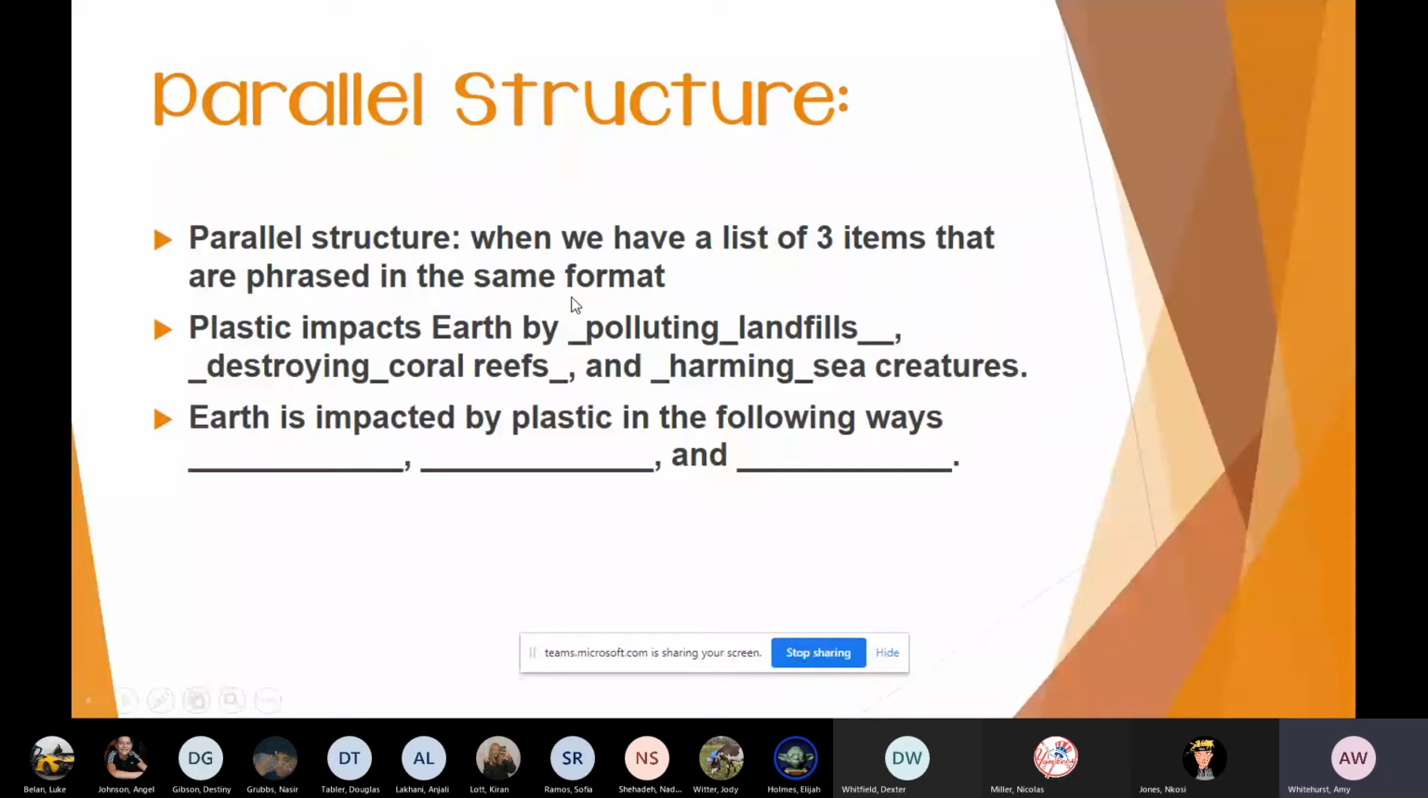Again, we just want to focus on making sure that the suffixes are the same in our 3 reasons. You could also use the template, Earth is impacted by plastic in the following ways, and that gives you a little bit more freedom. But again, you want to make sure that the suffixes flow together. Do we have any questions about parallel structure?